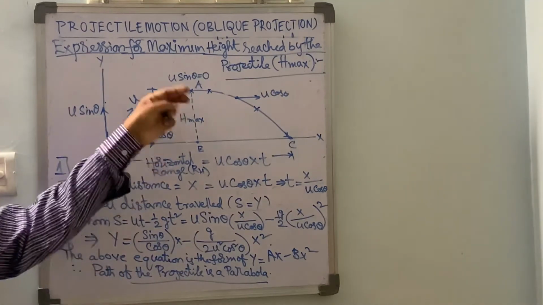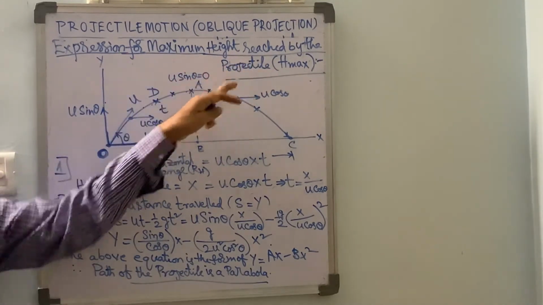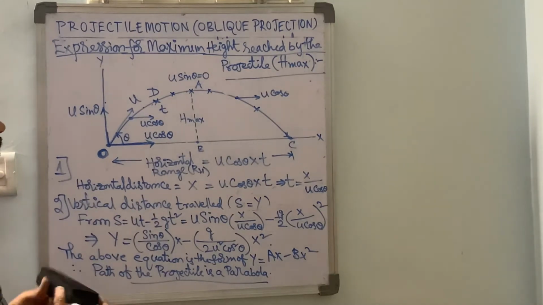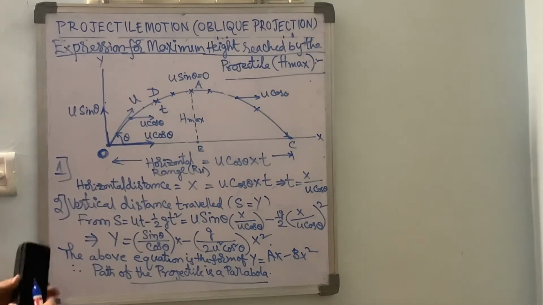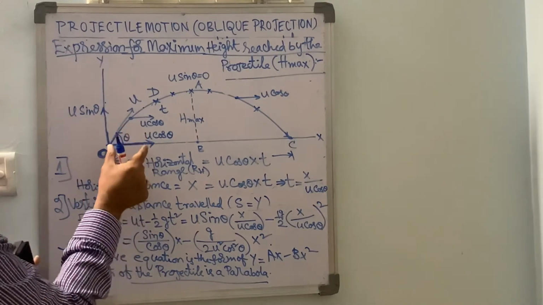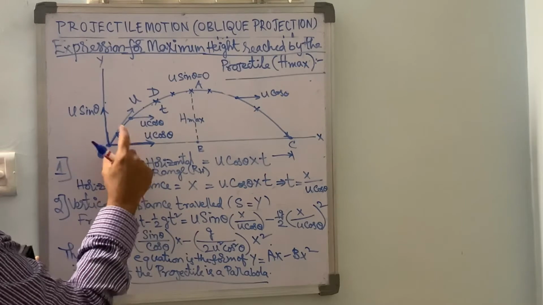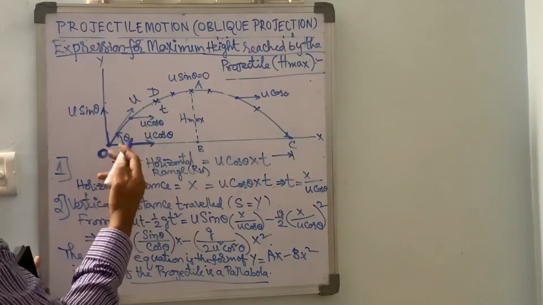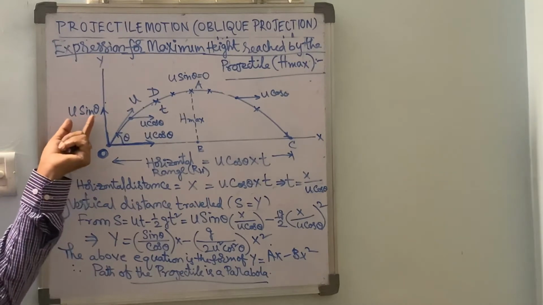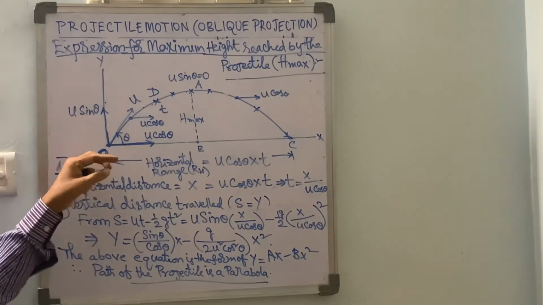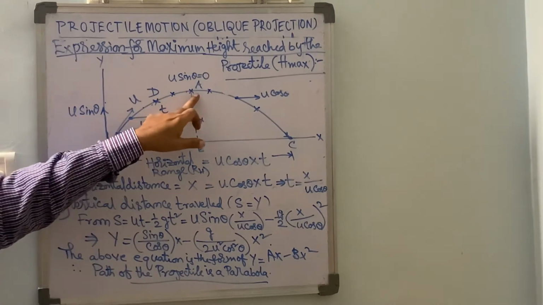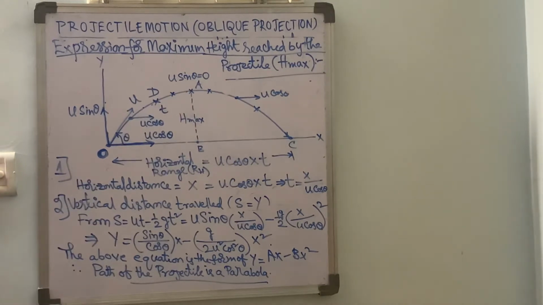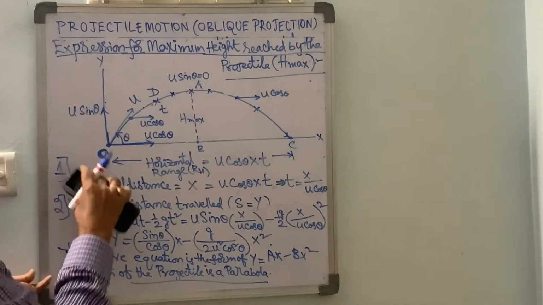So let us derive the expression for maximum height reached by the projectile, that is h maximum. When the body is projected obliquely with the initial velocity u, its velocity can be resolved into two perpendicular components: horizontal component u cos theta and vertical component u sin theta. As the body moves up, this vertical component of velocity u sin theta is affected by g and gradually decreases, and on reaching the maximum height its value becomes 0 at A. Suppose that the body reaches the maximum height at A.